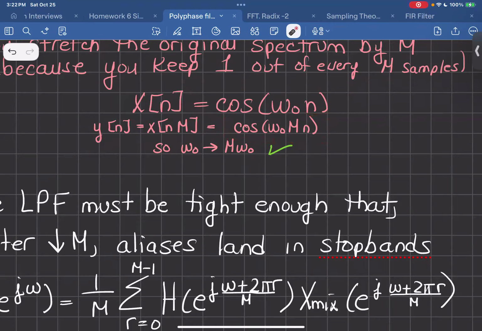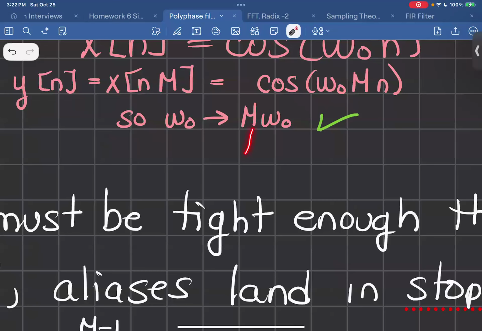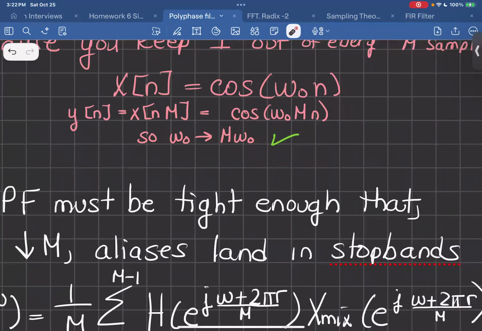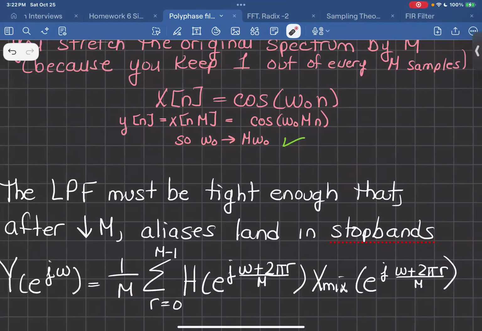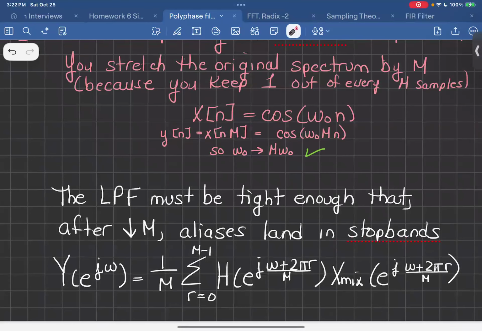Well, right here, you've got cosine omega naught, and you're doing M times n. So what is your frequency? Your frequency is multiplied by M. So that means your frequency is scaled by M. That's why your frequency is larger. So it's M times omega naught.